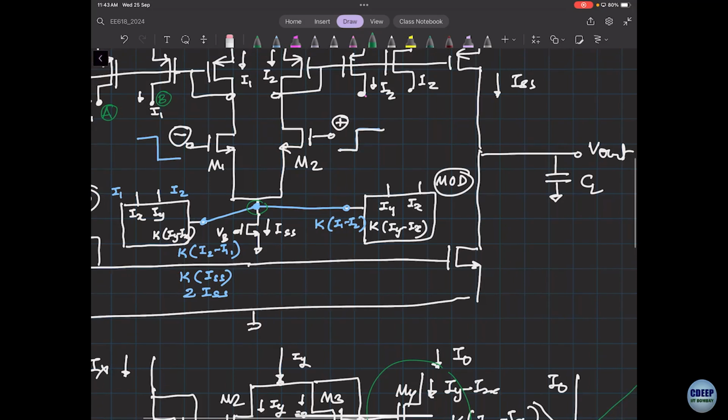Why would voltage drop? Where is that current going? It's going here. Right now, this is going to become 3 ISS. The voltage at this point is decided by this, because you have really lifted that up to supply, because you have provided a large differential.